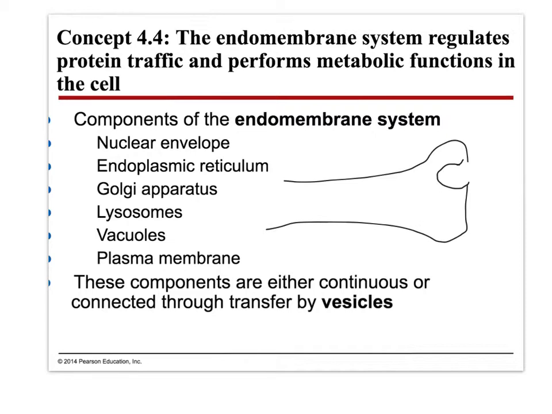So because the nuclear envelope, the ER, the Golgi, and the lysosomes are all composed of a phospholipid bilayer, it allows the cell to move things around and export them. Or bring them in. So all of these things are either continuous or connected through transfer by these little membrane blebs called vesicles.